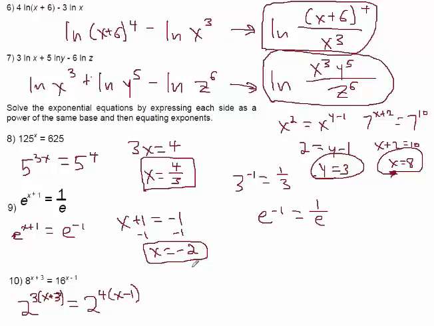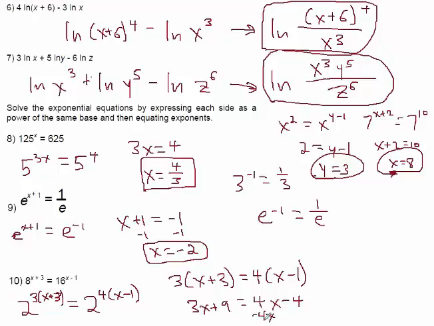Now that we've got the same base, we can drop the 2's and set the exponents equal to each other. 3 times x plus 3 equals 4 times x minus 1. Open up the parentheses and solve like you would a very simple equation. 3x plus 9 equals 4x minus 4. Let's say subtract 4x from each side, and then subtract 9 from each side, and you've got negative x equals negative 13. Divide or multiply each side by negative 1, just make everything positive, and you've got x equals positive 13.